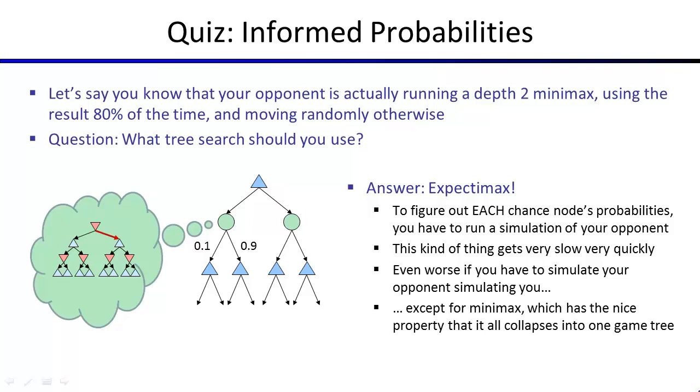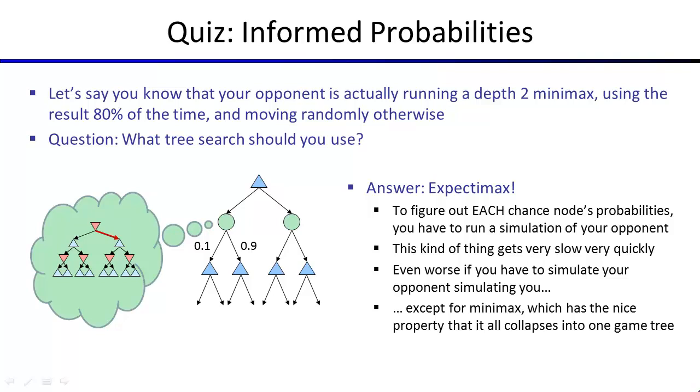Typically, your model of your opponent is simpler than your model of you, right? And if you ever find yourself having to have a model of your opponent's model of you, that's got to be super simple. You can't just keep recursing these things. Except in one case, right?